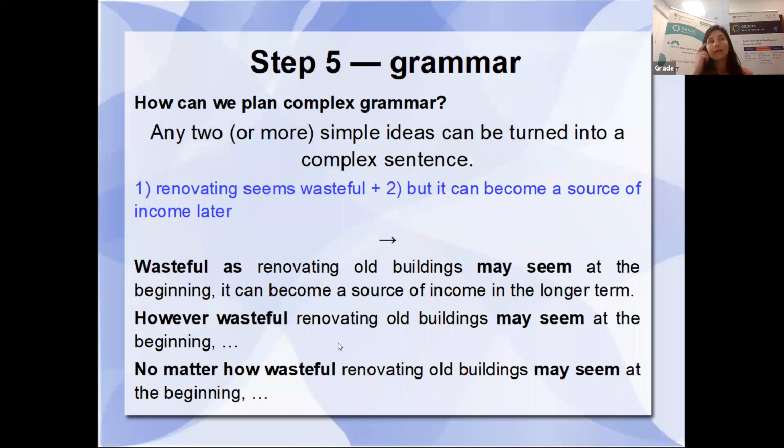Here there are some a bit more sophisticated structures of concession. Meaning will be the same. We can use despite, we can use even though, but we can also say something like that. However wasteful renovating old buildings may seem at the beginning, it can become a source of income in the longer term. Or no matter how wasteful renovating may seem, and so on. Or just with this: wasteful as renovating may seem, it can become a source. So some concession structures. So this is how we plan complex grammar.